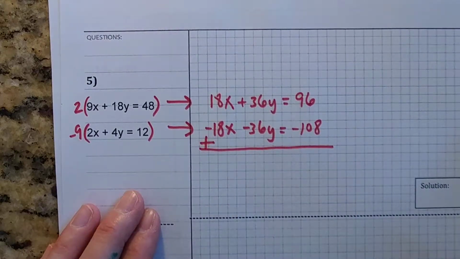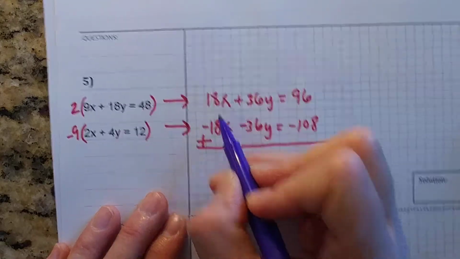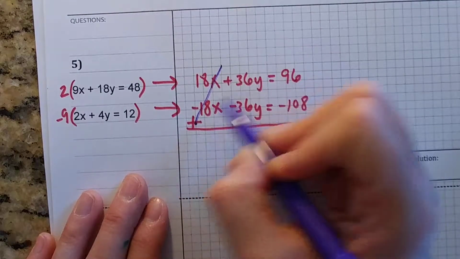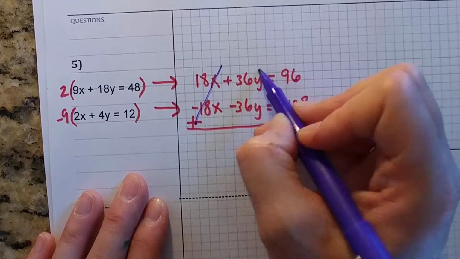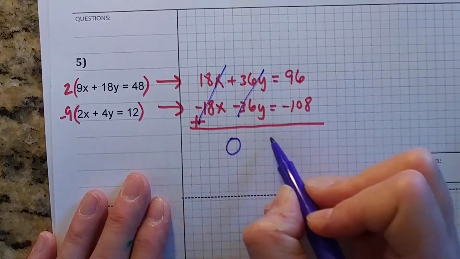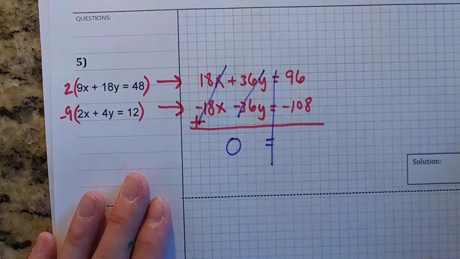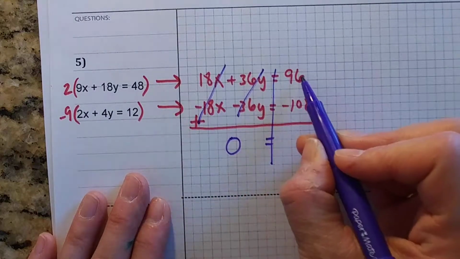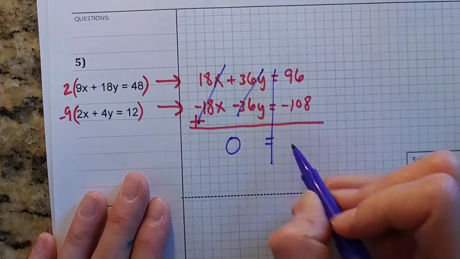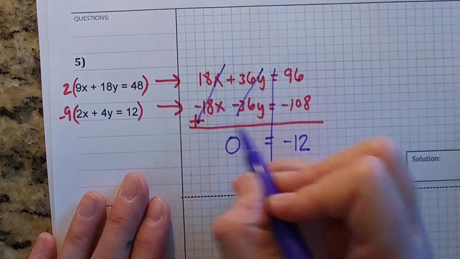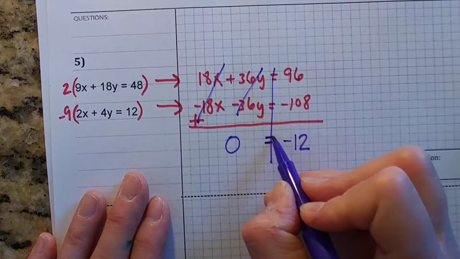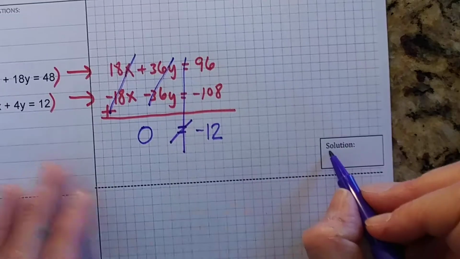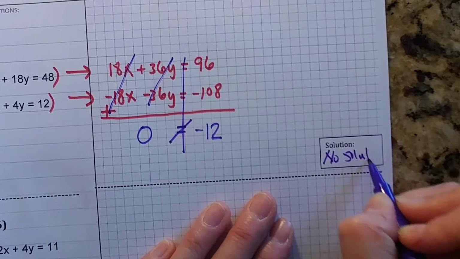Perfect. Well, looks like we got our 18 and our negative 18 like we wanted. Cancel. Makes 0. But wait, 36 and negative 36, oh, that cancels too. And I get 0 as a value on the left side. Now over here, I have 96 take away 108. Or remember, we're adding, so 96 plus negative 108, which is the same thing. That's negative 12. Well, my variables canceled out, and I ended up with something that is not true. So not true means no solution.